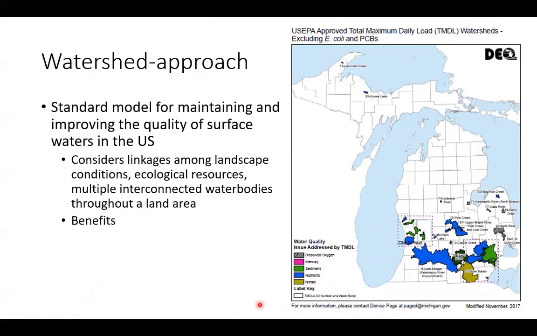So the goal here is not to look at the river in isolation, but to look at the river in the context of that entire watershed. So you're looking at the landscape. What are the land uses? What are the ecological resources? What river or water bodies are connected? And how do those connections affect water quality?